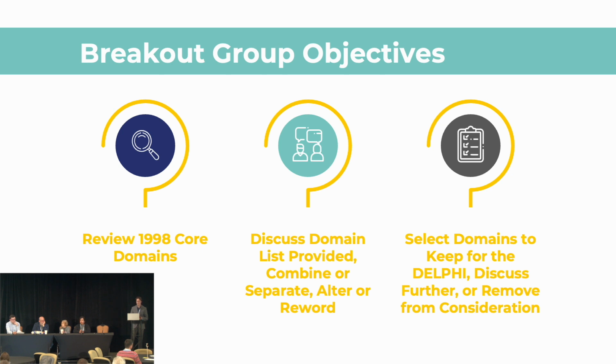Then lastly, once that's done, we would like you to select with your breakout group whether each domain should be kept for the Delphi, whether it requires further discussion, or whether it should be removed from consideration. Again, none of these decisions are final. These are just helping us to lower our number of domains for the Delphi. Here we have the instructions for the breakout groups that I will leave up, which your breakout group leaders will be leading you through. First going through the 1998 core domains, then going over the list of domains you'll be provided with, and lastly, if you have time, deciding what the outcome of each domain should be right now in just your group's opinion.